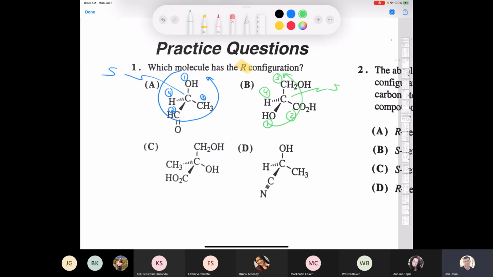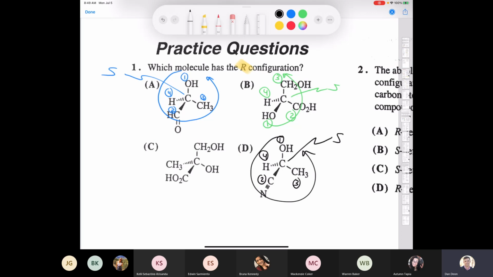If we go over to D, I'm skipping C right now. But if we look at D, you see that the hydrogen has lowest priority, so it's number 4. The oxygen is number 1. Then this carbon is attached to nitrogen, nitrogen, nitrogen, and then the methyl group is going to be lower priority than that. So the nitrile will be number 2. This is number 3. So we're going from 1 to 2 to 3. So this is also S.